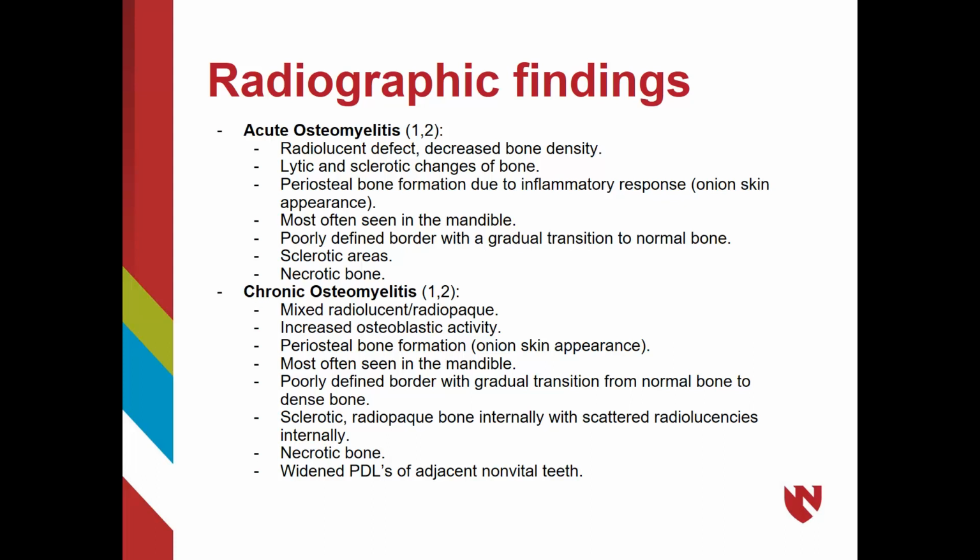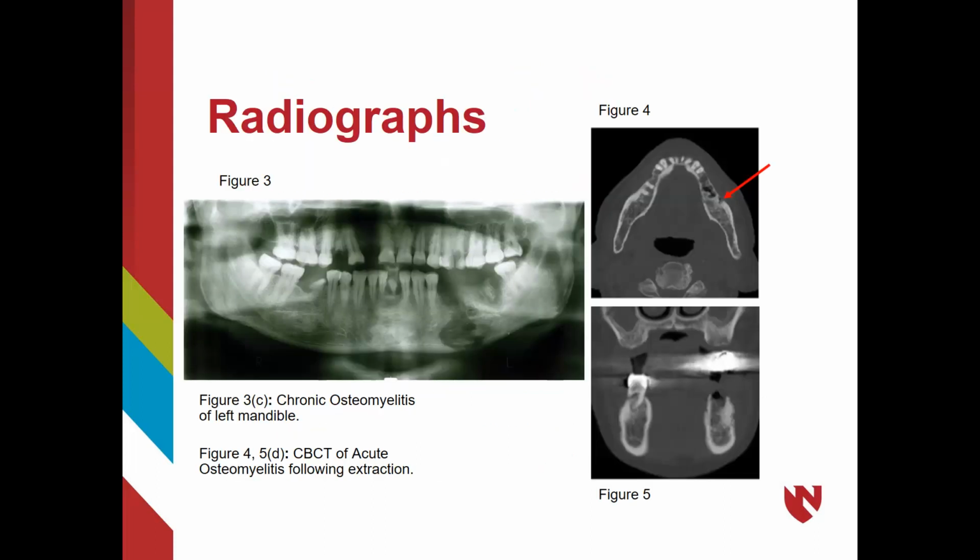There is an increased osteoblastic activity with more periosteal bone formation appearing like onion skin layers. There is sclerotic radiopaque bone internally with scattered radiolucencies internally. You will also see more necrotic bone with widened PDLs of adjacent non-vital teeth.